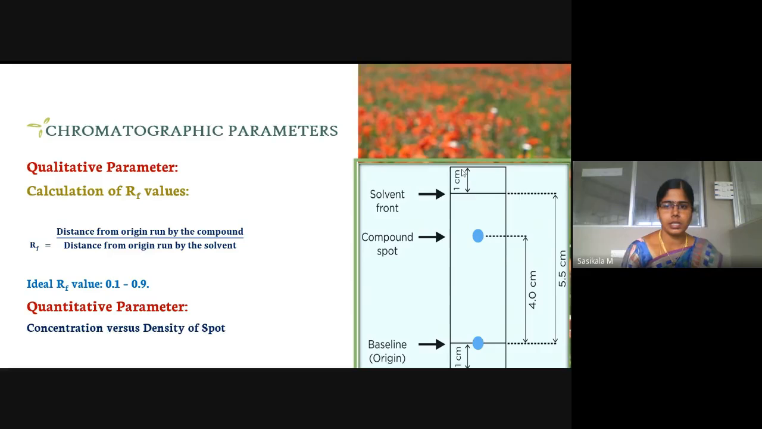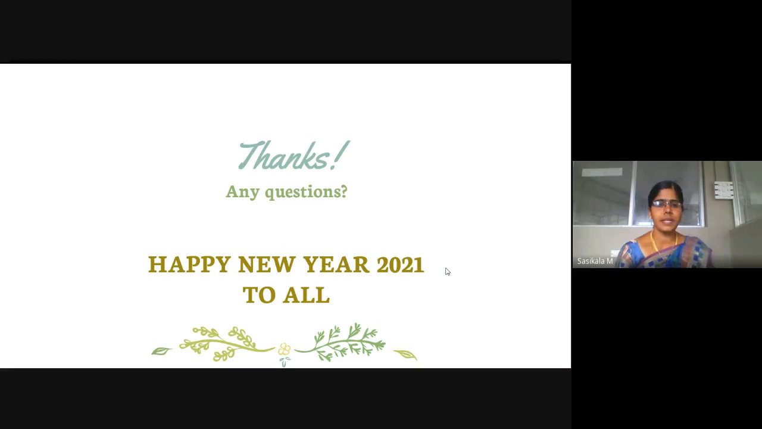So this is the distance you have to leave from the bottom and the top portion also. Here the mobile phase should not cover the baseline, it should be below the baseline. So you have to leave enough distance for drawing the baseline. So this is about calculating the RF value. With this, PTLC gets over.